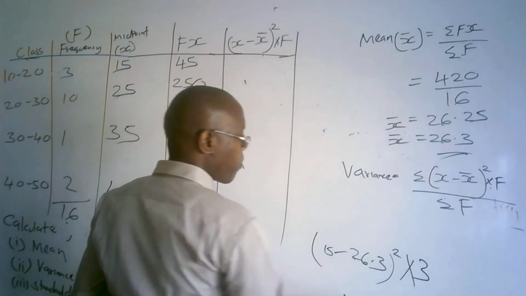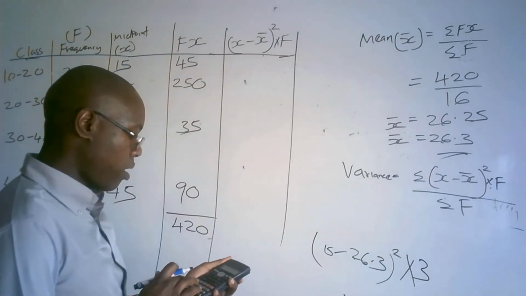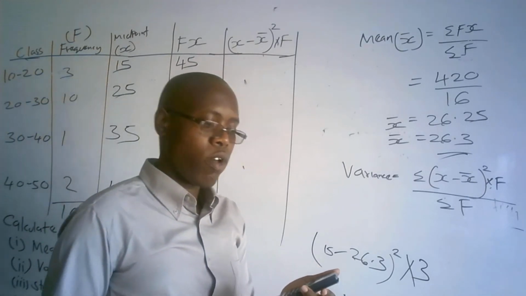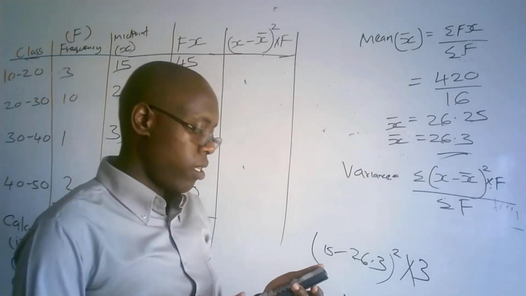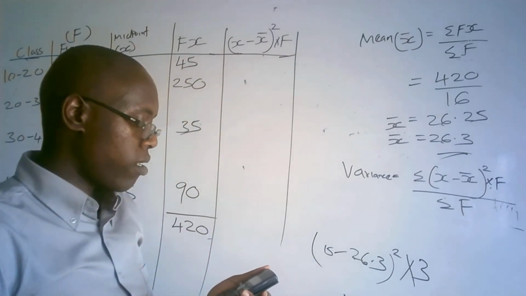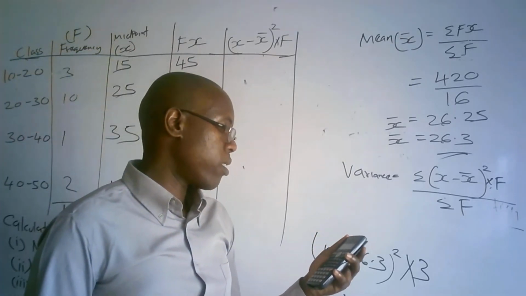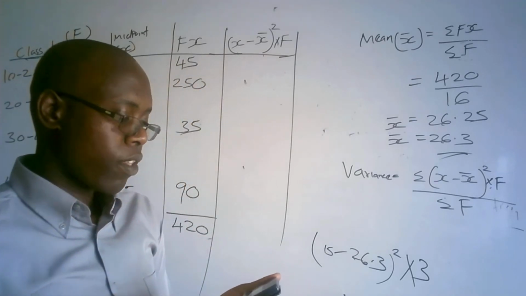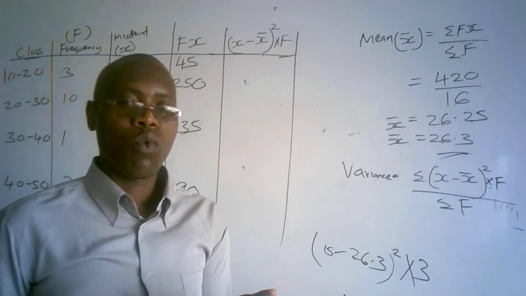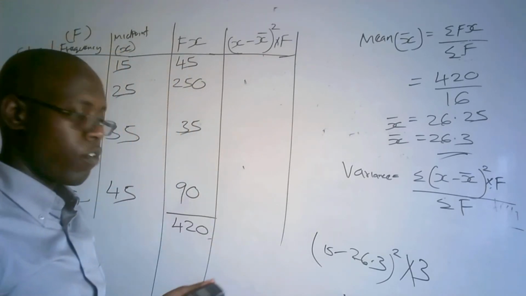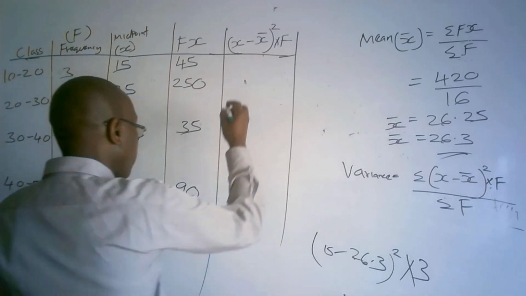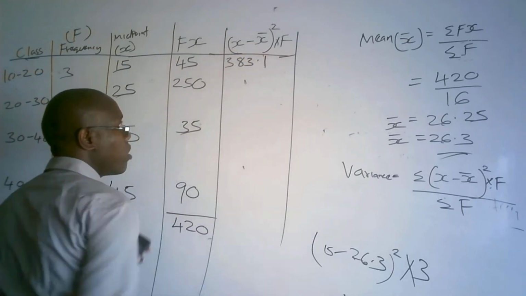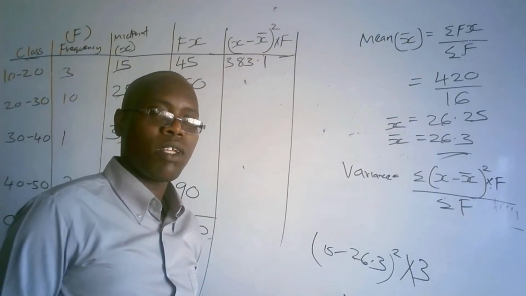So multiplied by 3. What I'm going to do is take 15 minus 26.3. If you do that, you are going to get negative 11.3. Then if I square that answer, I'm going to have 127.69, and multiplied by 3, I'm going to have 383.1. If you round it off, it's 383.1 to one decimal place. So that's the value there, our first value.